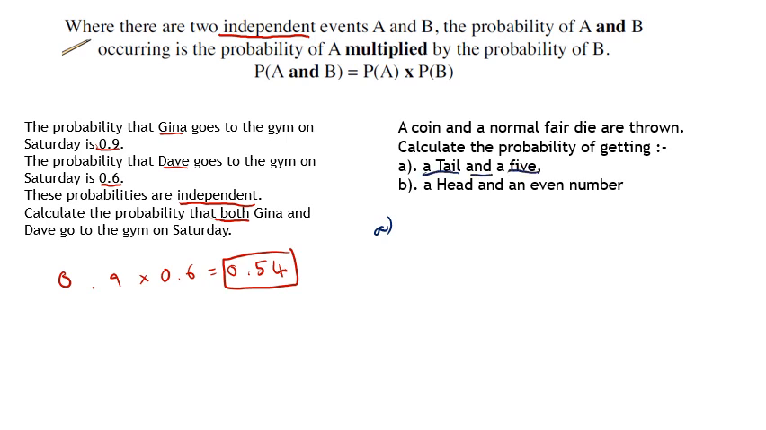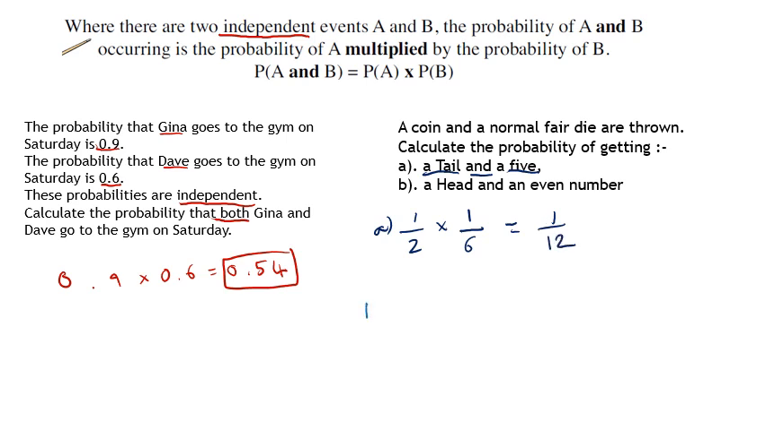So first of all, when you toss a coin, what's the probability of getting a tail? That's 1 in 2. The probability of rolling a 5 on an ordinary dice is 1 in 6, because there are 6 sides to the dice and one of them is number 5. So we multiply them, which gives 1 over 12, and that's it.